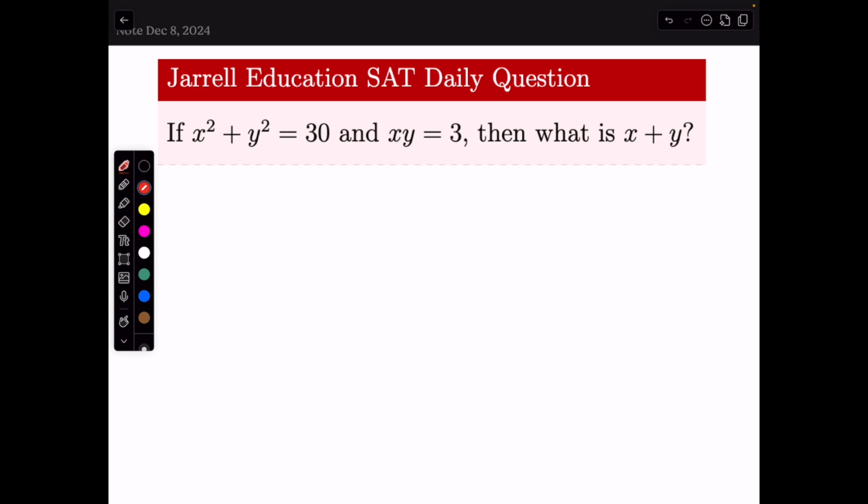So I have it sitting up here on the screen, and I'm just going to read it. It says if x squared plus y squared is equal to 30, that's that piece right there, and xy is equal to 3, then what is the value of x plus y?